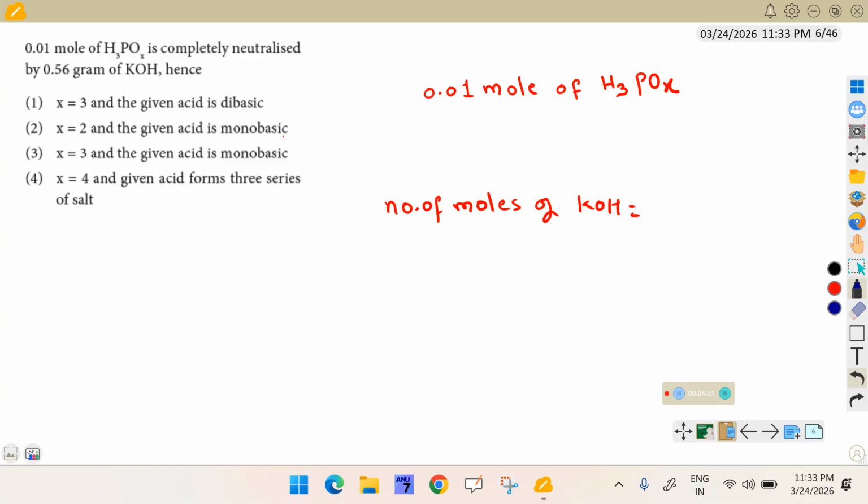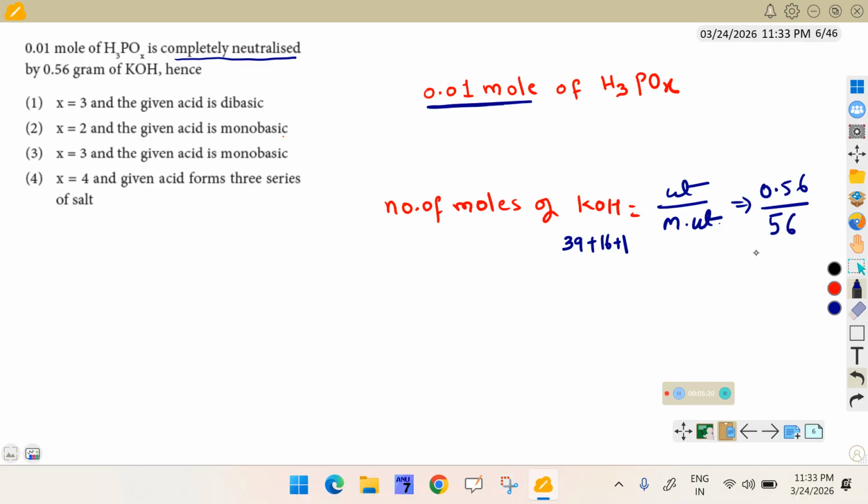0.01 mole of H3POx, the number of moles of acid is given, 0.01 mole, is completely neutralized by 0.56 grams of KOH. Now calculate the number of moles of KOH: weight by molecular weight. Potassium atomic weight 39, oxygen 16, hydrogen 1. The weight is 0.56, the molecular weight of KOH is 56. Number of moles is 0.01 moles. The acid number of moles and the base number of moles remain the same.